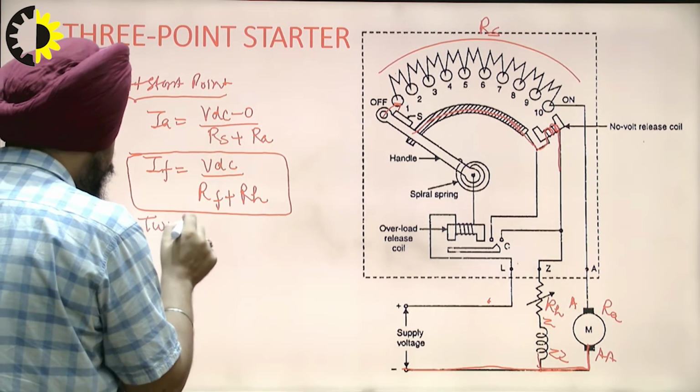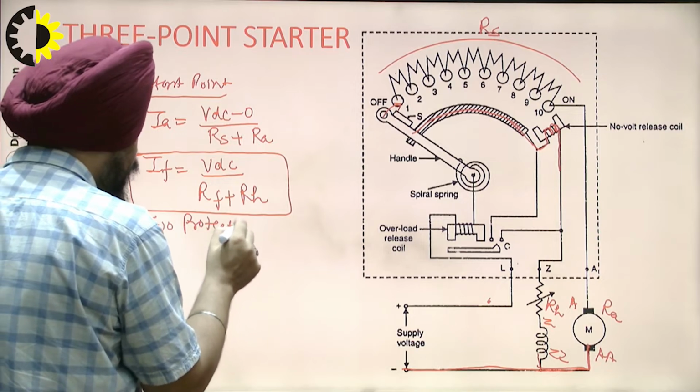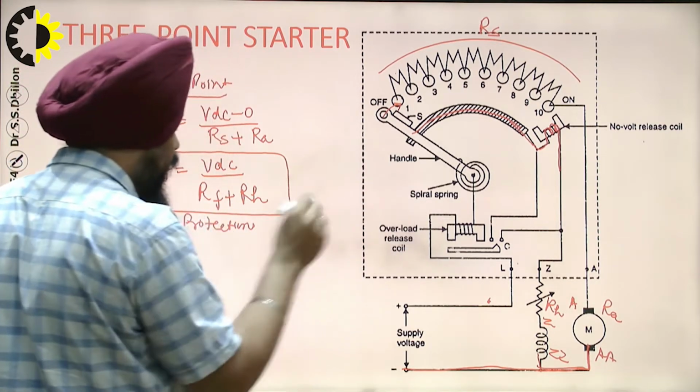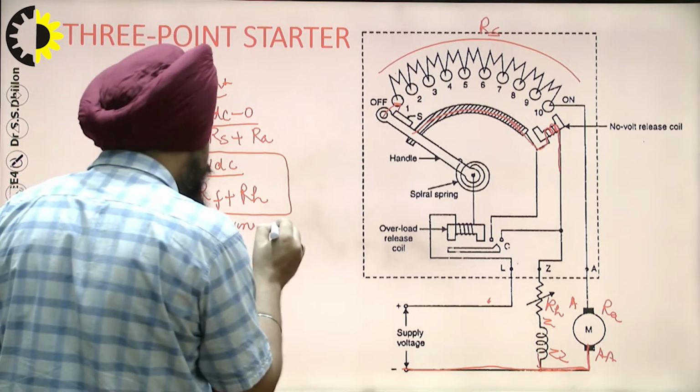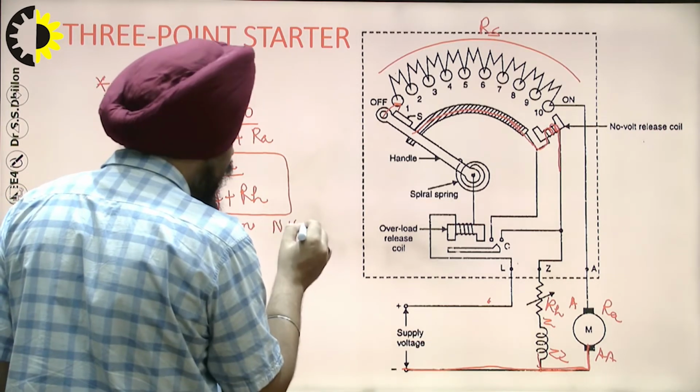Okay, now what will happen, as we get the on position, there are two protection systems. Protections are also provided in this particular 3-point starter. One is known as no voltage release coil.